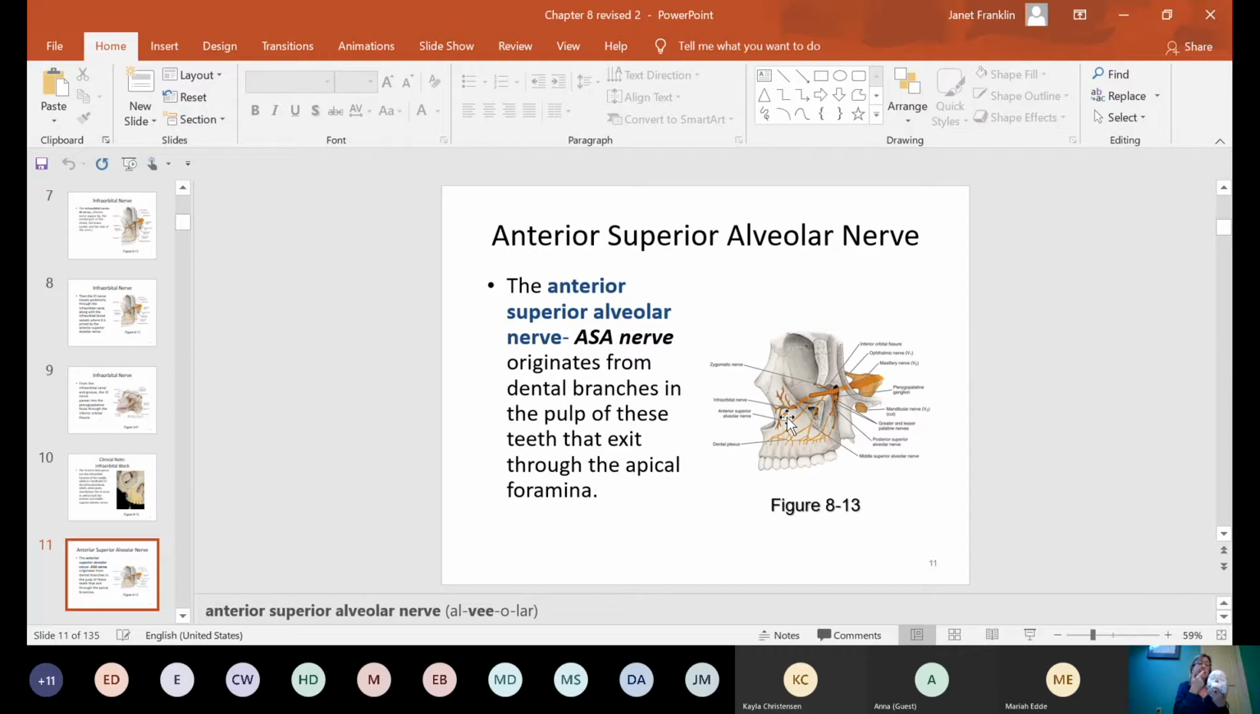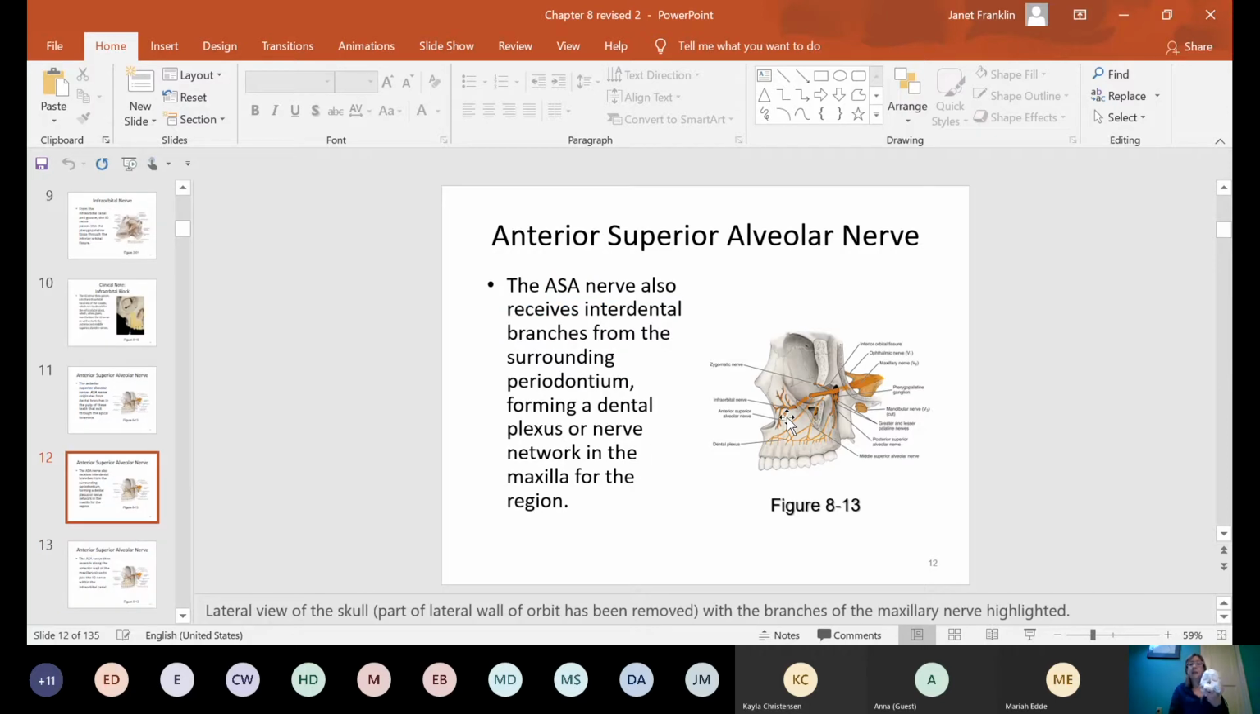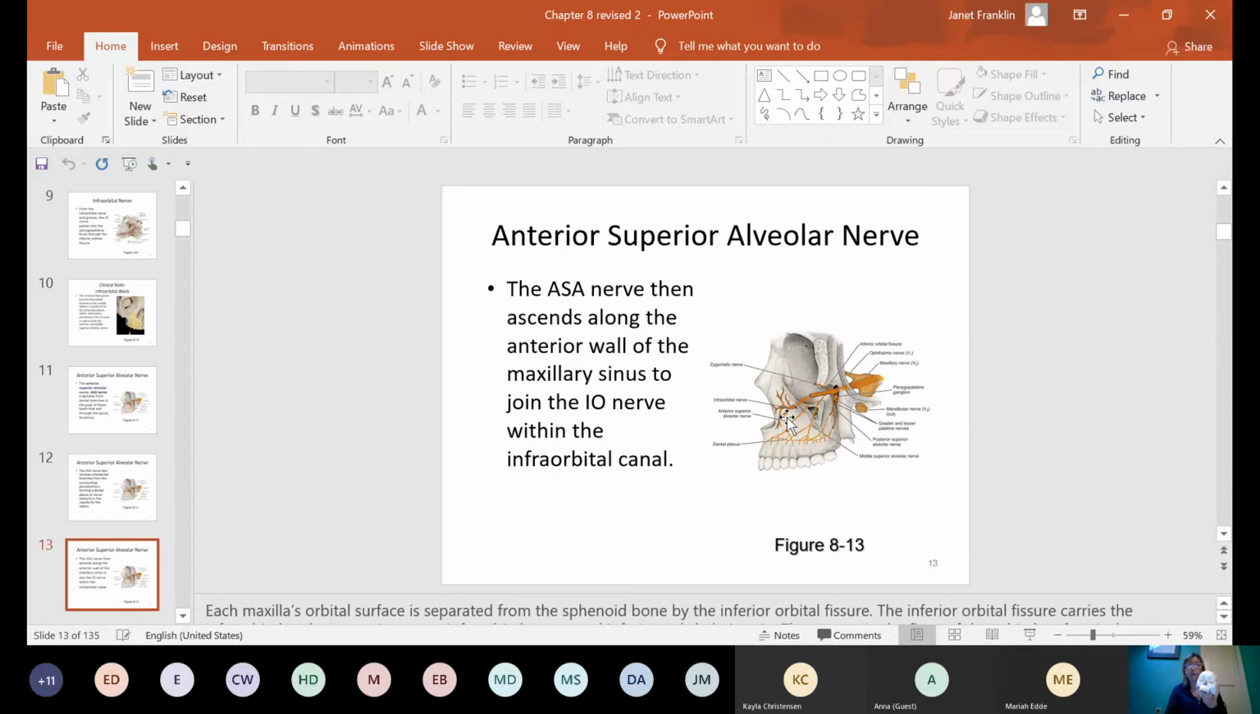It innervates the pulp of the teeth. The ASA nerve also receives interdental branches from the surrounding periodontium, forming a dental plexus, or nerve network, in the maxilla for the region. So in other words, it also innervates the periodontium, so the gum tissue will get numb. The periodontal ligament will be numb. So that whole area surrounding the teeth will get numb. It does not innervate the gum tissue on the lingual side, though. That would be the nasopalatine nerve.